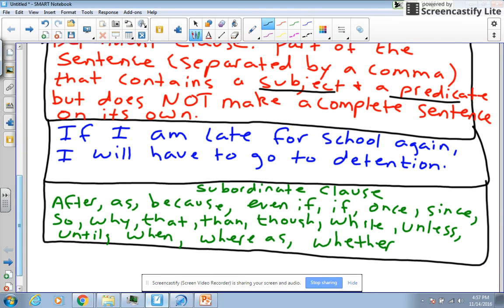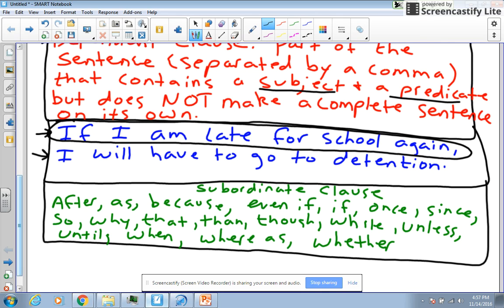If I look at this same example and we break this one sentence down into two sentences, notice how if I am late for school again is not a complete sentence. So this is our dependent clause. It depends on the other part of the sentence to be complete. So if we look at this sentence closely, there is one word in this sentence that makes it depend on the other sentence. The one word that makes it depend on the other sentence is this, if.